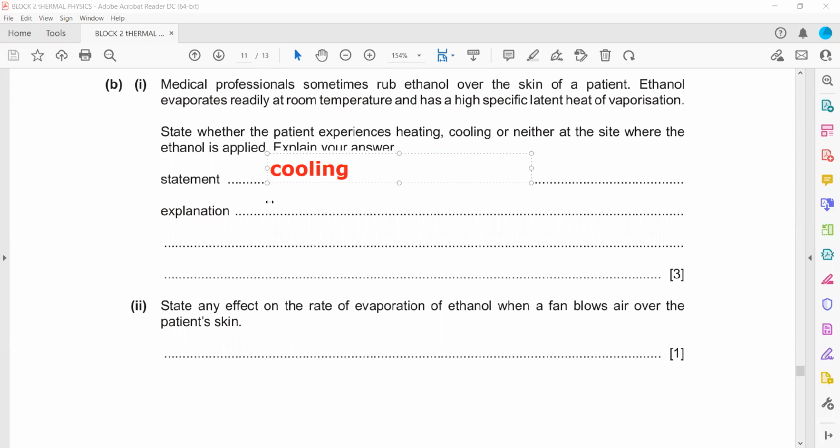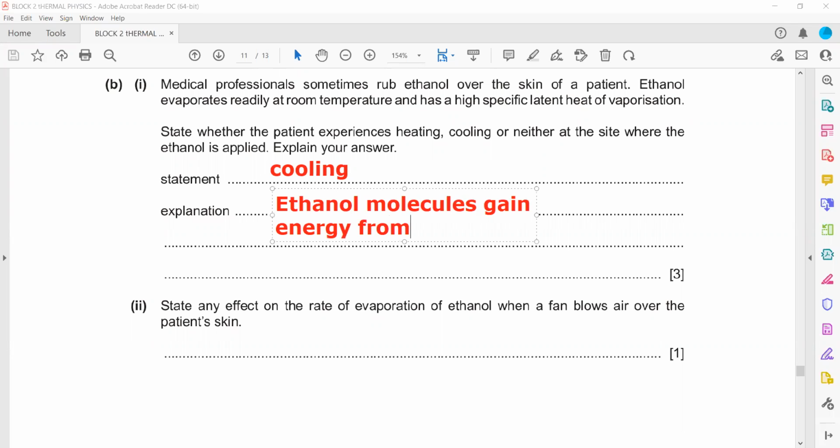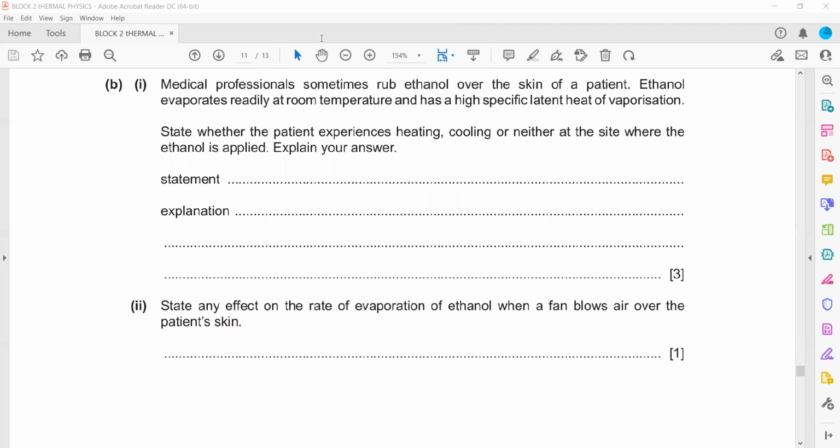Because the ethanol molecules gain energy from the skin and evaporate, and they will absorb a greater amount of energy. As you can see, they mention high specific latent heat, which means a greater amount of energy is absorbed to change 1 kilogram of substance. Then state an effect on the rate of evaporation of ethanol. If air is blowing, the rate of evaporation will increase.